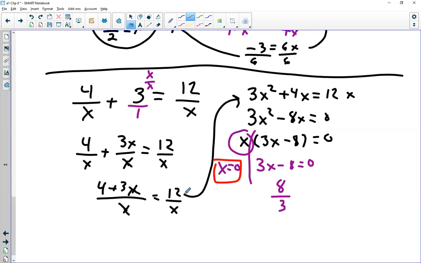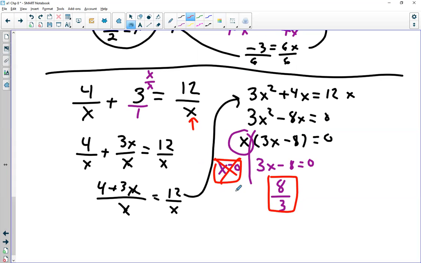So for this one, x equals 0. What's the problem with x equaling 0 though? What's the problem with fractions? You can't have 0 on the bottom. So if I plugged in a 0 here, would there be a 0 on the bottom? Yeah, so it turns out this is not even a good answer. So the only good answer is 8 over 3.